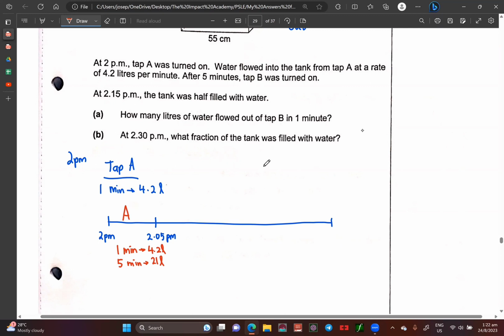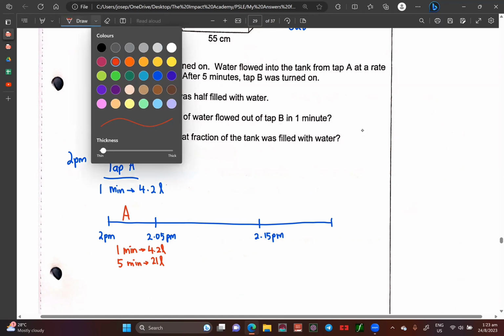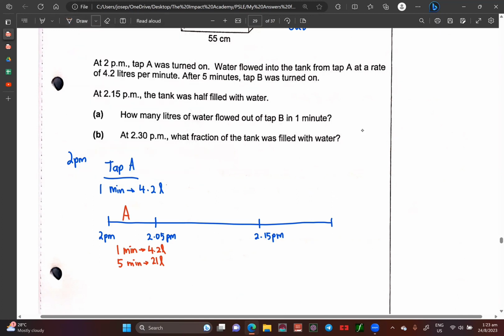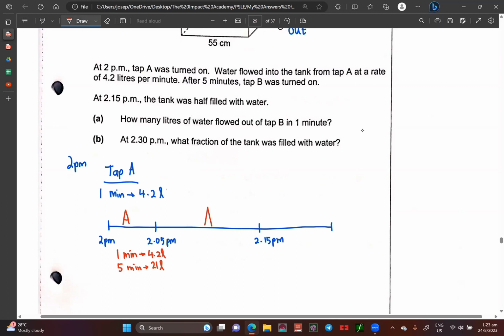After 5 minutes, tap B was turned on. So after 5 minutes, I will turn on tap B, and this goes on till 2:15 p.m. Over here, as you can see, this is basically 10 minutes. So I'm going to find out how much A has contributed. We know that for 10 minutes, that will be 42 liters. However, do you remember that B is also taking water out? So B is also taking water out. But the thing is, I do not know.